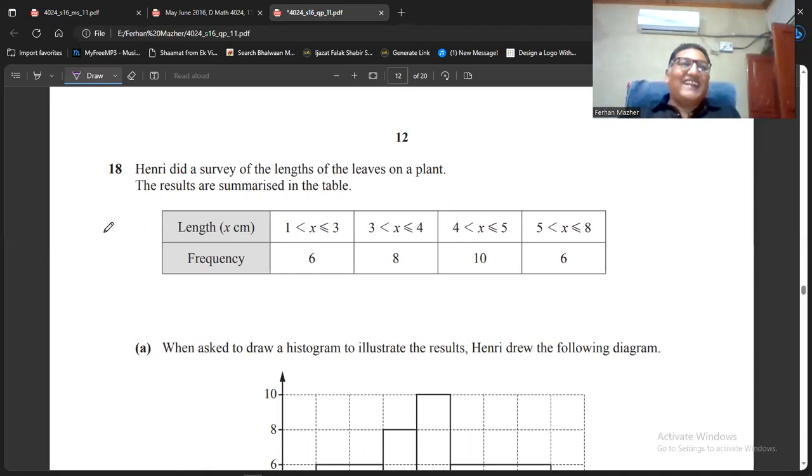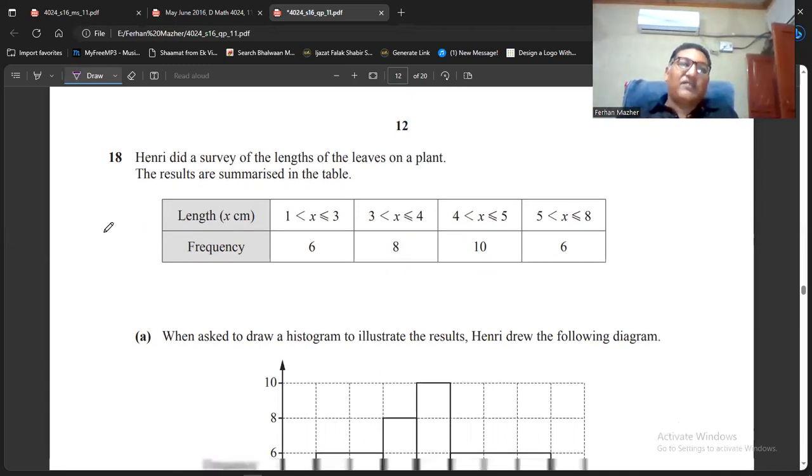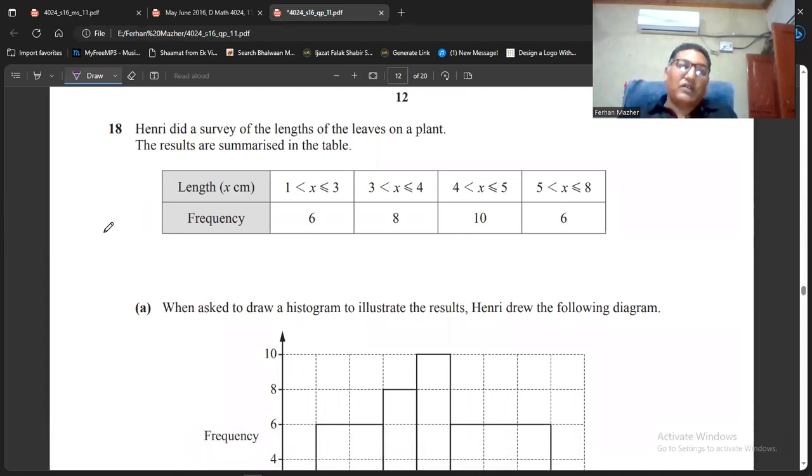So question number 18: Henry did a survey of the lengths of the leaves on a plant. The results are summarized in the table. So the length from 1 to 3, that's 6 leaves, and 3 to 4 centimeter length, 8 leaves, 4 to 5 centimeter length, there are 10 leaves, 5 to 8 centimeter length, there are 6 leaves.